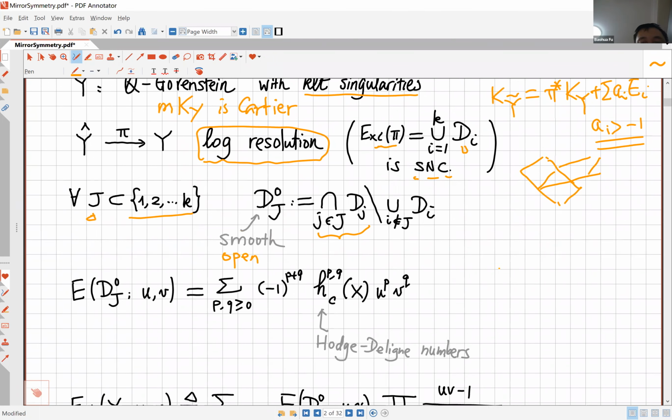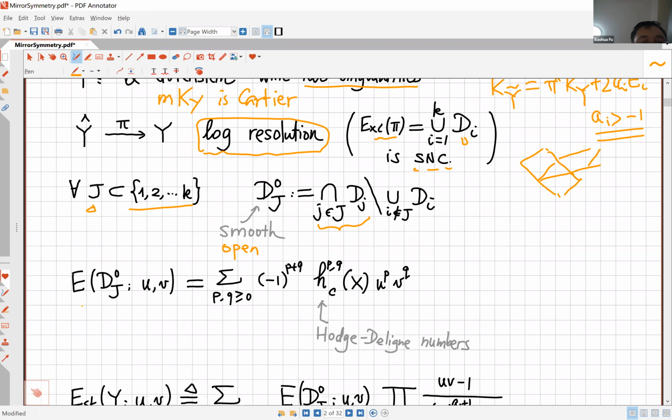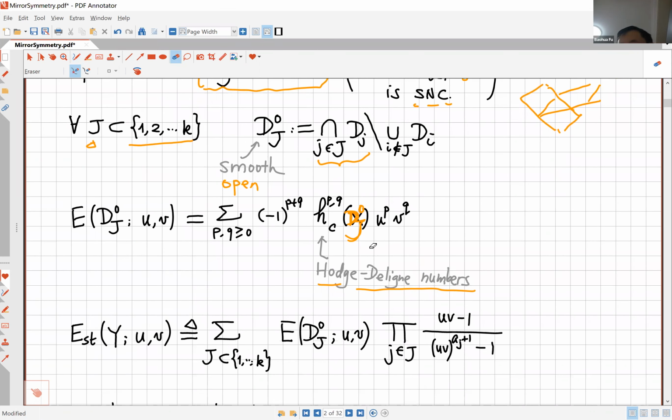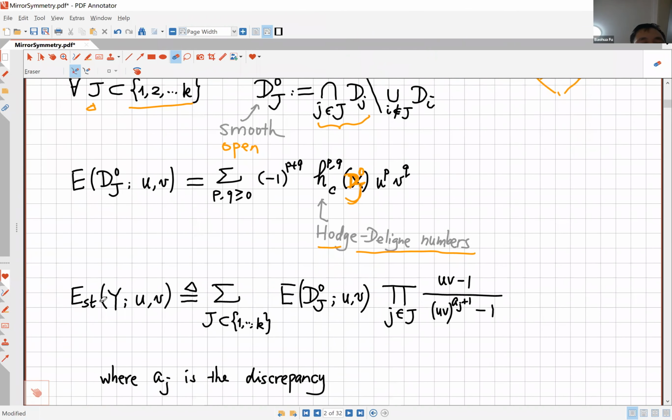And it's smooth, so we can define some E polynomial associated to the Hodge-Deligne numbers, where X should be D_J^0. This is just a standard way to define the Euler polynomial, just summing up the Hodge-Deligne numbers. If you do not like this, you may just think of Hodge numbers, pretending this to be compact. But in general, it's not compact, so we need to take the compact support, and then this has these Hodge-Deligne numbers. And then this is the stringy E functional, this one.